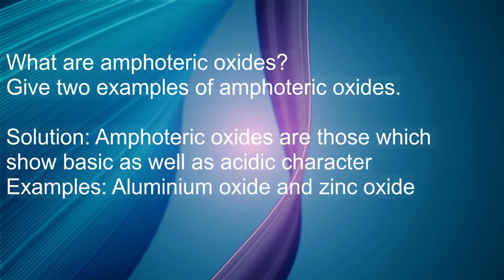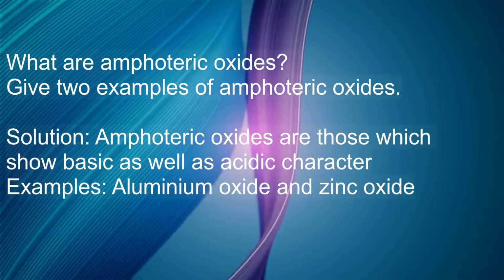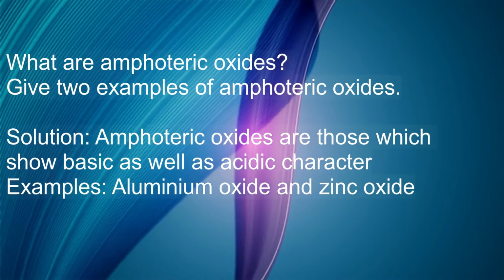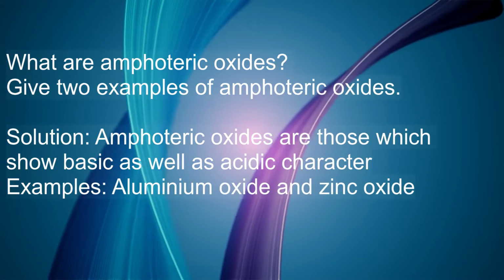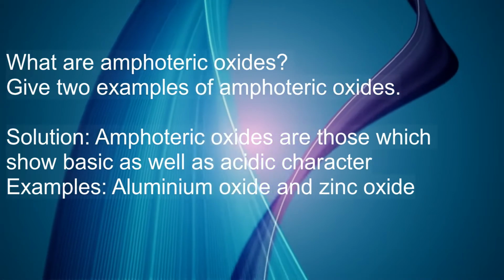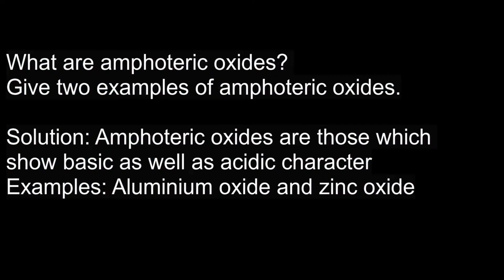A. What are amphoteric oxides? Give two examples of amphoteric oxides. Solution: Amphoteric oxides are those which show basic as well as acidic character. Examples: aluminium oxide and zinc oxide.